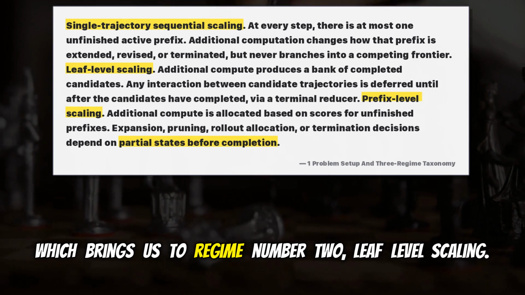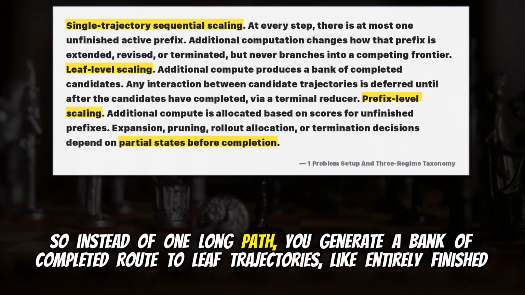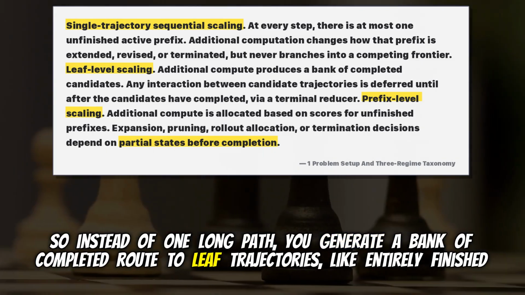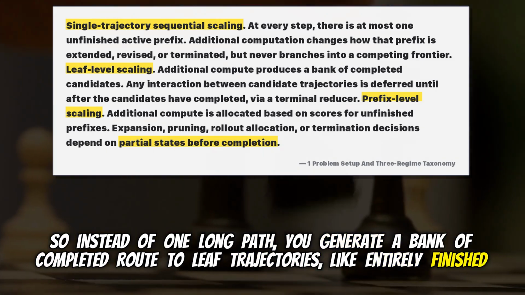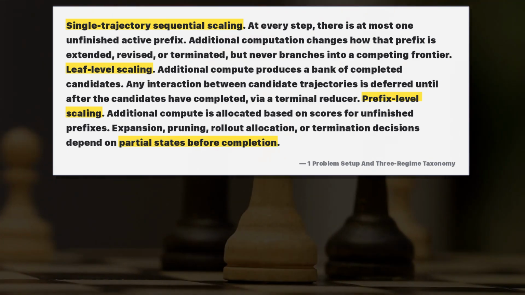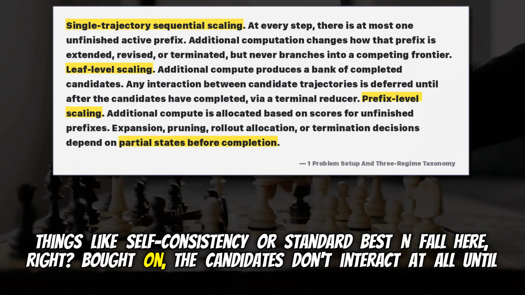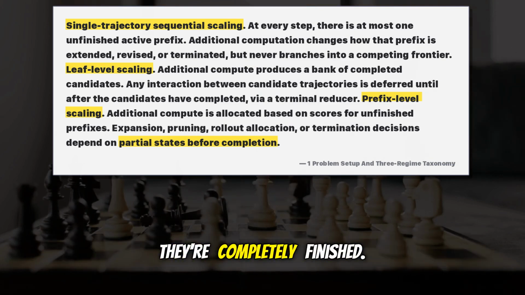Which brings us to regime number 2, leaf-level scaling. So instead of one long path, you generate a bank of completed root-to-leaf trajectories, like entirely finished answers. Right. And then you use a terminal reducer to pick the winner. Things like self-consistency or standard best of n fall in here, right? Spot on. The candidates don't interact at all until they're completely finished.